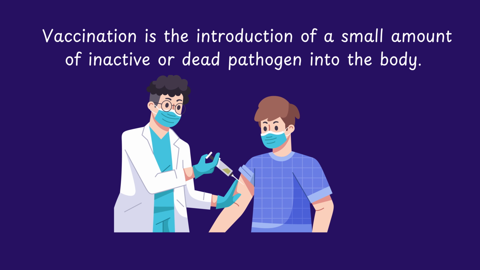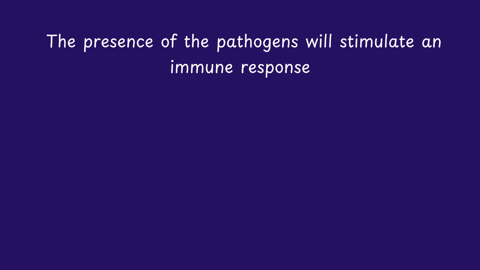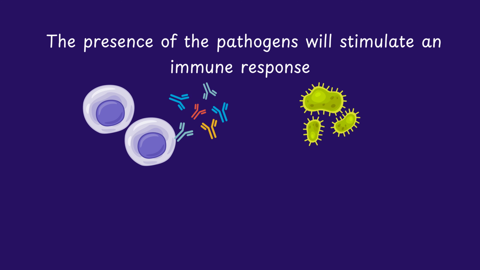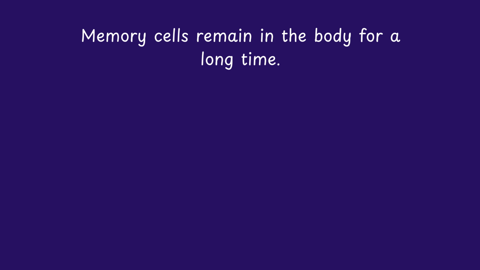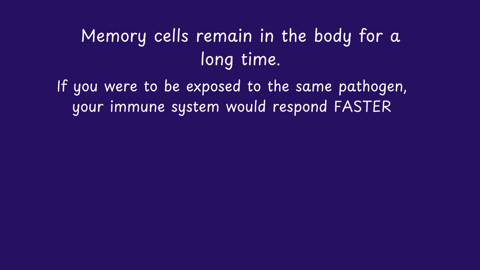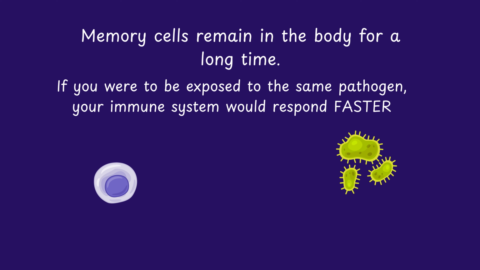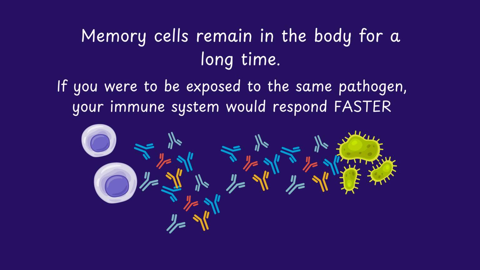Vaccination is the introduction of a small amount of inactive or dead pathogen into the body. The presence of the introduced pathogens will stimulate an immune response. So the immune system will respond in the same way as when you were naturally exposed to pathogens. The white blood cells, to be specific, the lymphocytes, they will produce the specific antibodies needed to fight the pathogen. Memory cells will remain in the body for a long time, and if you were to be exposed to the same pathogen, your immune system would respond faster.